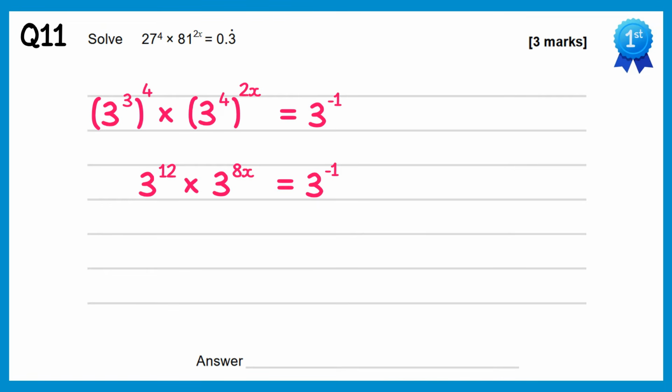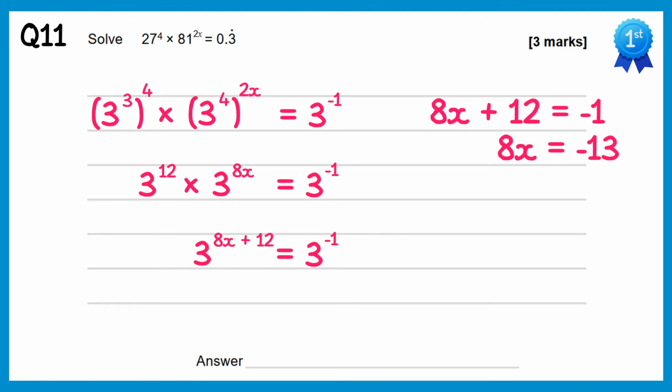On the left we have a multiplication, so we can add 12 and 8x, so it's 3 to the power 8x plus 12, equals 3 to the power negative 1, and now 8x plus 12 equals negative 1, subtract 12 from both sides, then 8x equals negative 13, and then divide both sides by 8, so x equals negative 13 over 8.